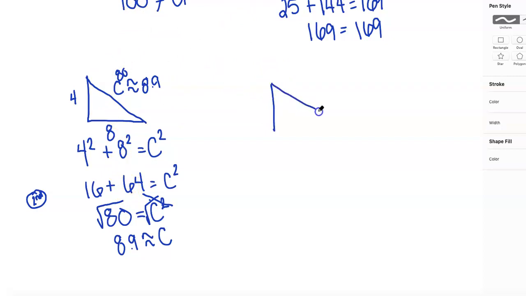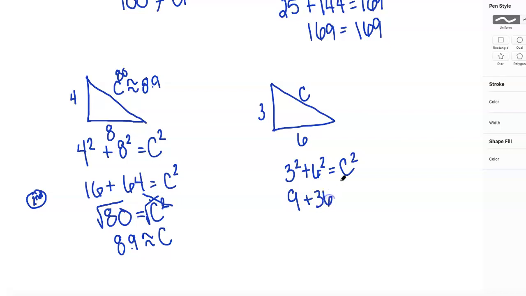Okay, for this triangle, I'm going to have A is 3 and B is 6, and I've got to find what my C is. So 3 squared plus 6 squared is going to be equal to C squared. 3 times 3 is 9. 6 times 6 is 36. 9 plus 36 is 45. And that's going to equal C squared.